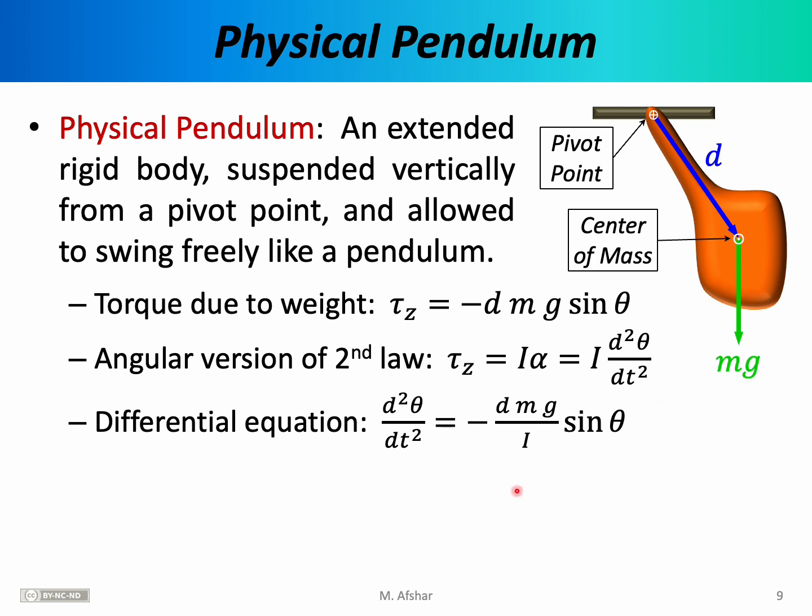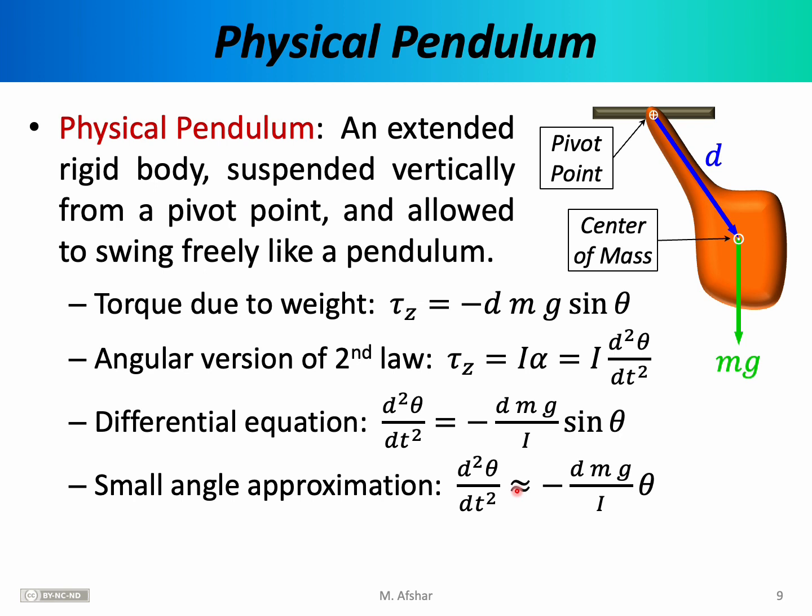This differential equation is quite difficult to solve, so we simplify it. We replace sine of theta with theta. So we assume that the pendulum is not swinging wildly through large angles. We assume that the angular displacements are small. And when we do that, we get a differential equation that should look very familiar to you.